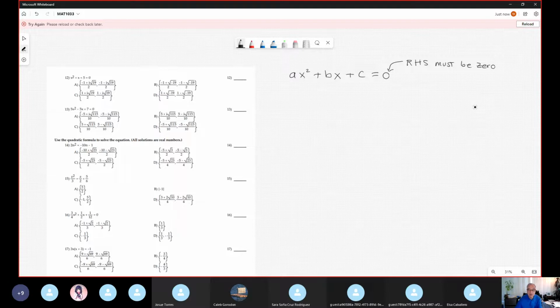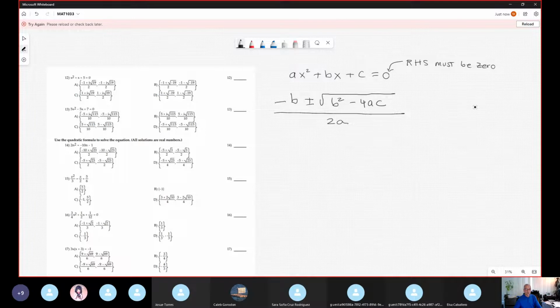Now, for solving this equation, we use the famous quadratic formula: negative b plus or minus the square root of b squared minus 4ac, everything divided by 2a. This is the quadratic formula. This is the quadratic equation. And this is the quadratic formula that is used for solving the quadratic equation.